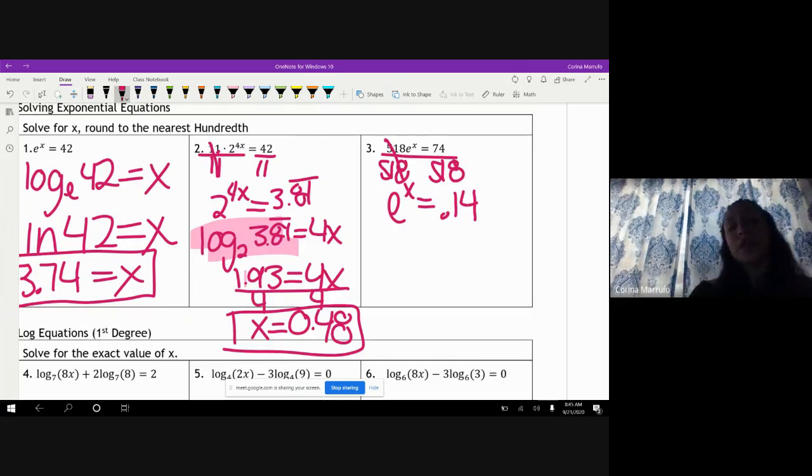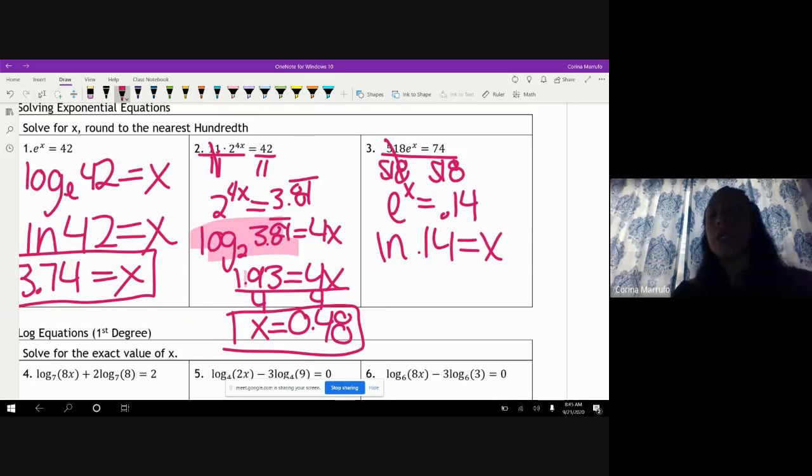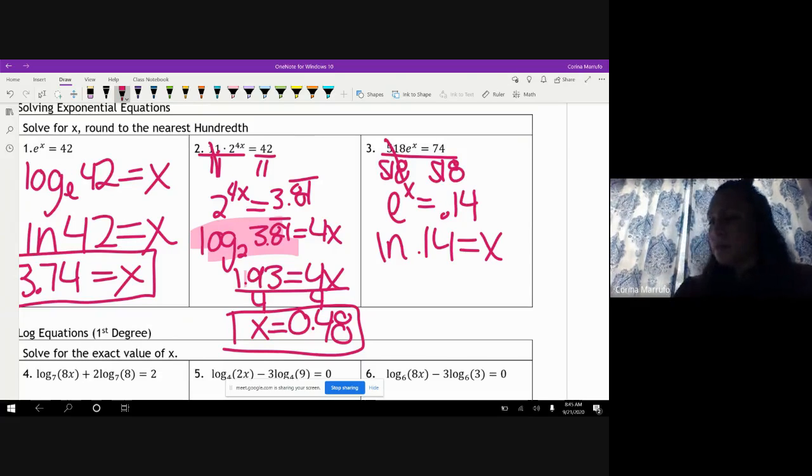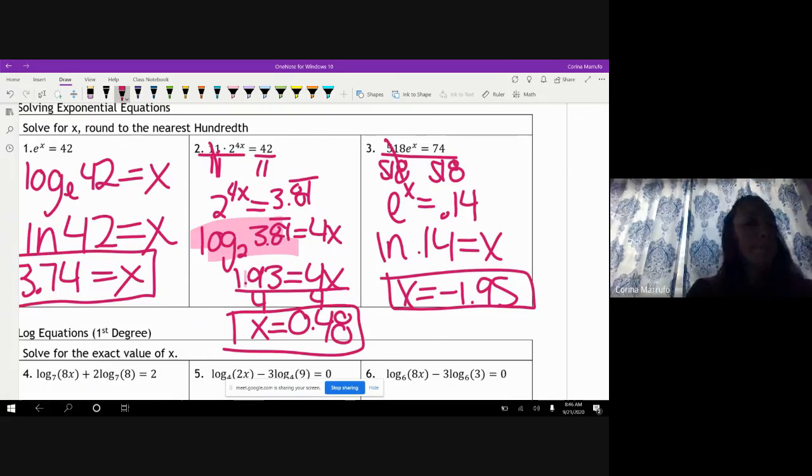And then we rewrite this in log form. Remember, you don't have to write log, you write the natural log. That means that your base is e. You don't have to write the e, it's understood. And then 0.14 equals your exponent. My exponent here is x. So when I put this in my calculator, all I have to do is put ln of 0.14. And that gives me x equals negative 1.9, and then the 4 is going to end up rounding up to a 5. And that's it.